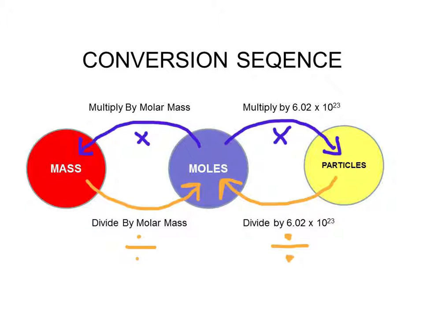So again, let's review this. Anytime you go into moles, you're going to divide. Anytime you come out of moles, you're going to multiply. Coming out, you're making bigger. Going into, you're making smaller. So that's how it works, right? So there's our conversions. That's the simplest way we can put it together. So let's see how this works on a big scale now.